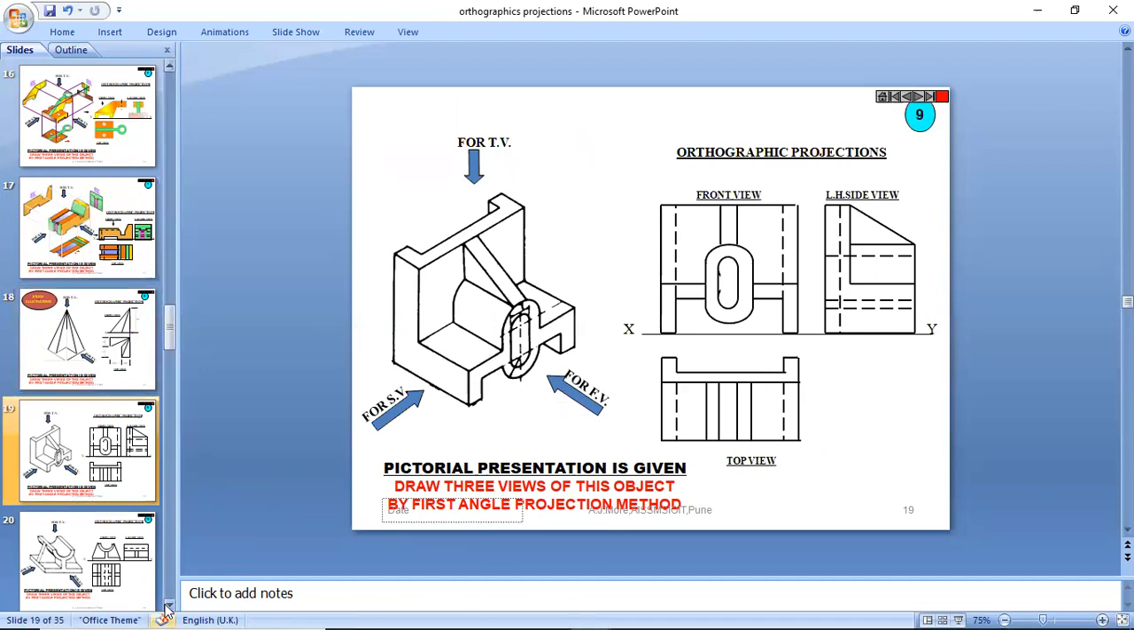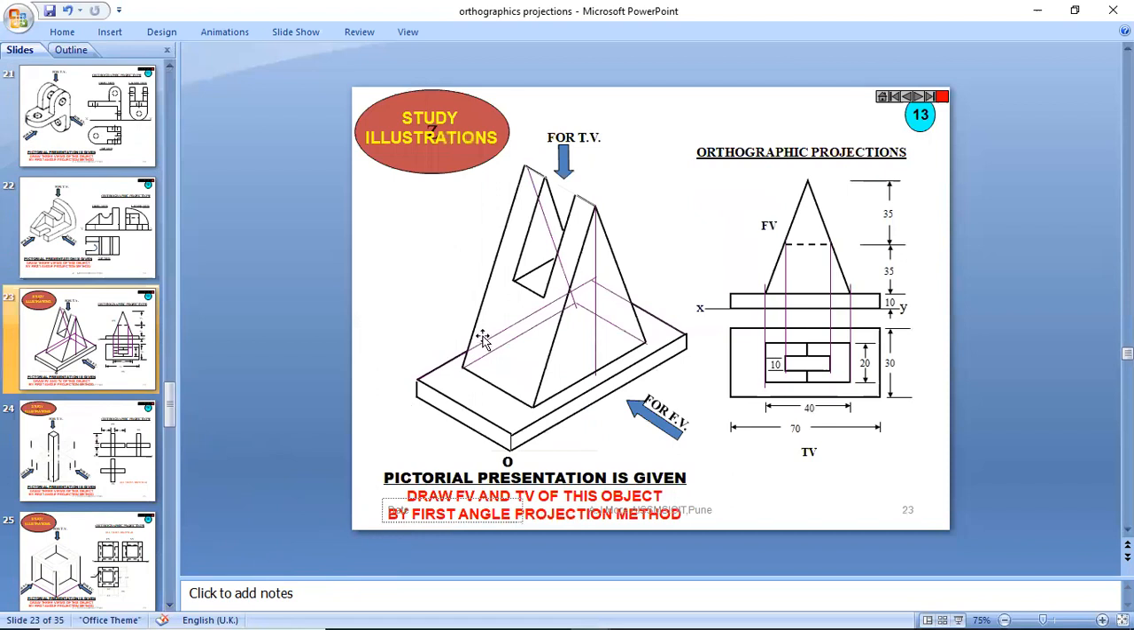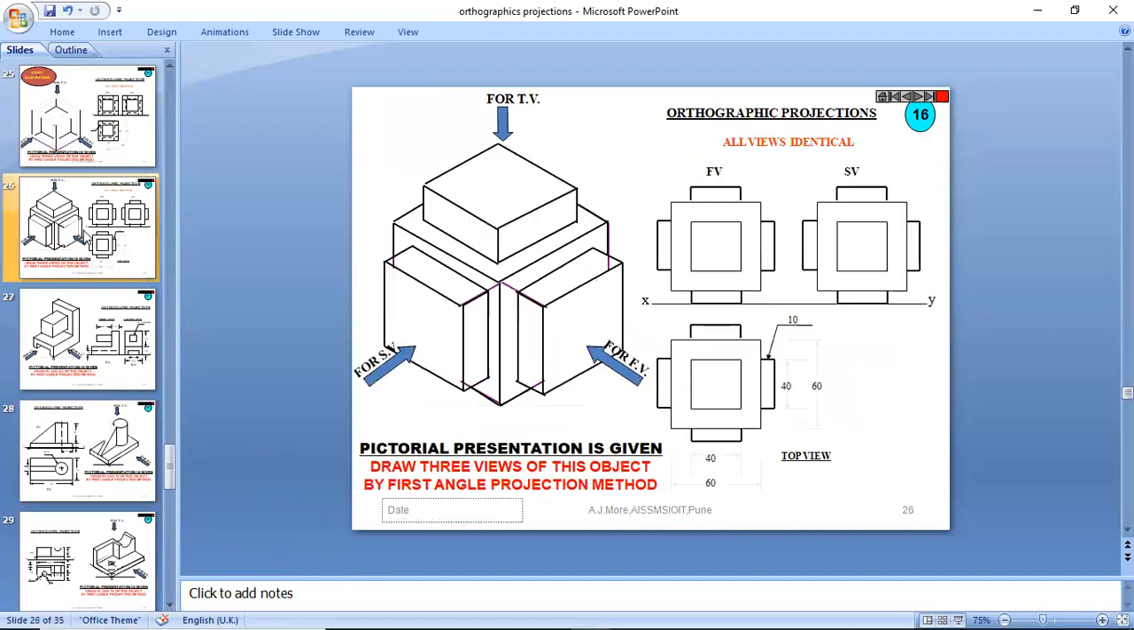In the next example, see the various views drawn. This is also another example. This is a typical example of orthographic projection. All views are here: front view, top view, and side view. And this is a pictorial, sorry, it is a two-dimensional representation of the front view, top view, and side view.